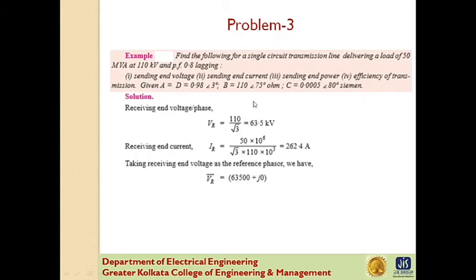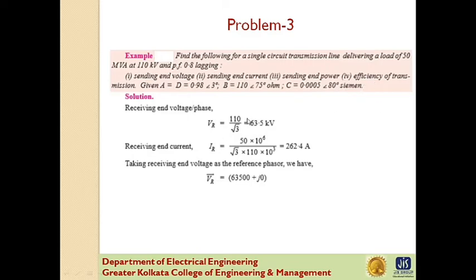In the next problem, find the following for a single circuit transmission line delivering a load of 50 MVA at 110 kV and power factor 0.8 lagging: sending end voltage, sending end current, sending end power, and efficiency of transmission. It is given that A equals D equals 0.98 angle 3 degree, B is 110 angle 75 degree ohm, and C is 0.0005 angle 80 degree Siemens.